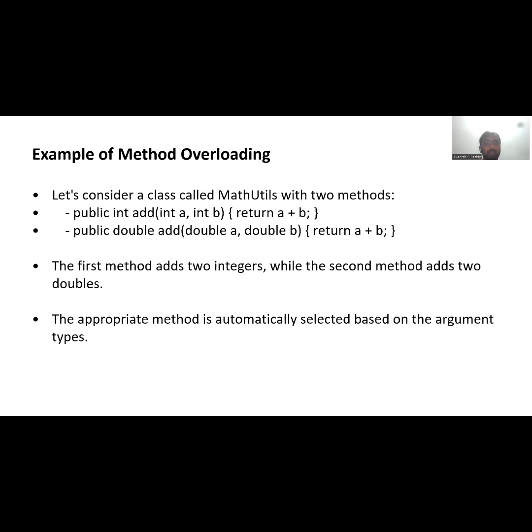And next we'll learn about an example of method overloading. Let's consider a class called MathUtil with two methods. Public int add, int a comma int b, and it returns a plus b. Here it is returning the integer value of a plus b. And public double add, double a comma double b, it is returning the double value of a plus b. In the first method it adds two integers while the second method adds two doubles. The appropriate method is automatically selected based on the argument types.